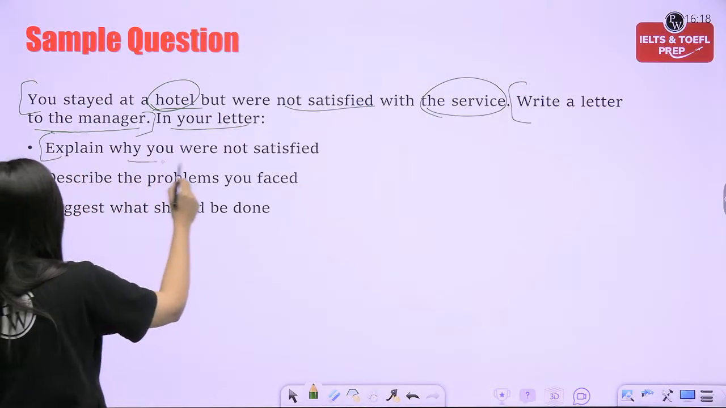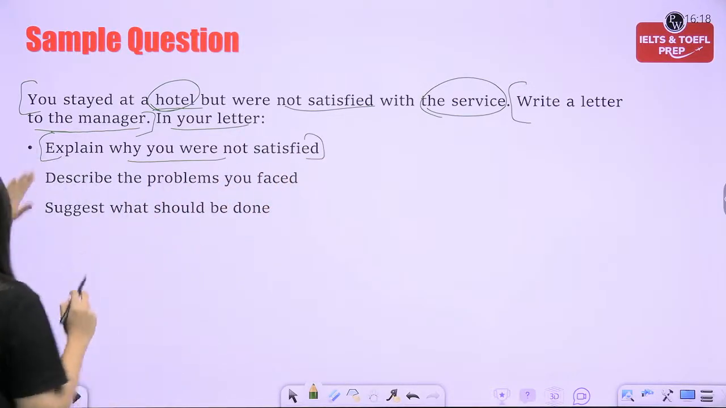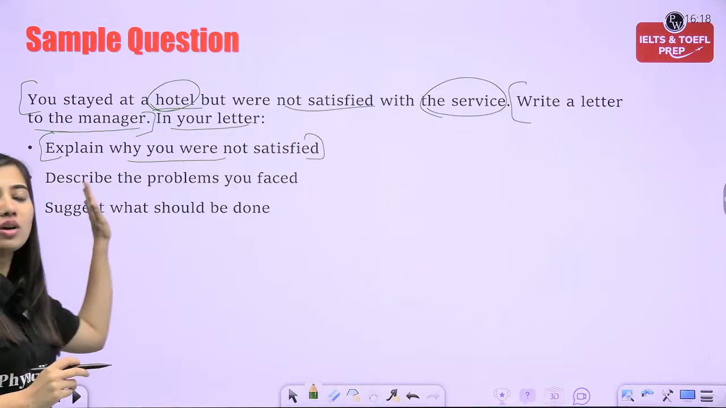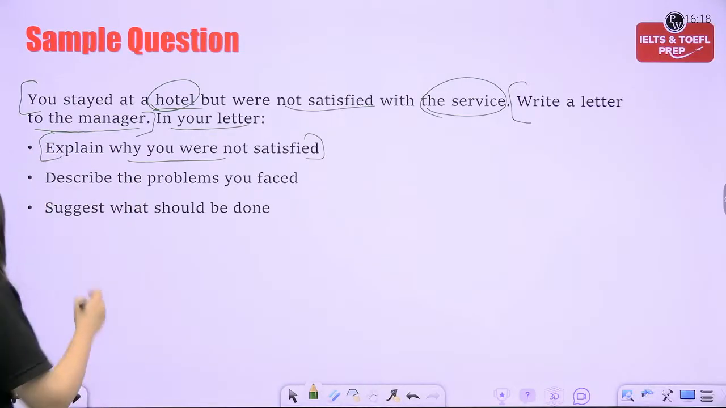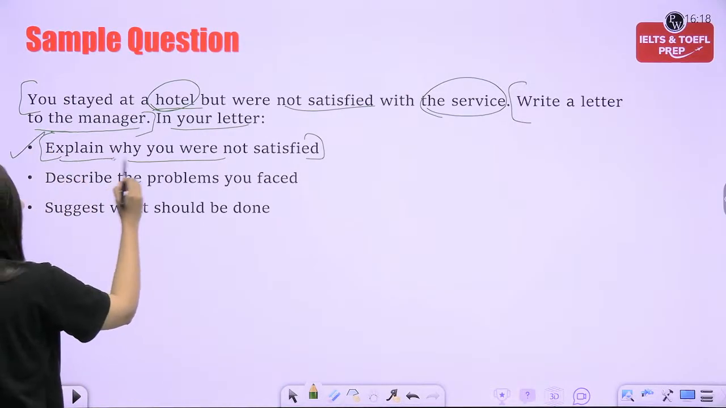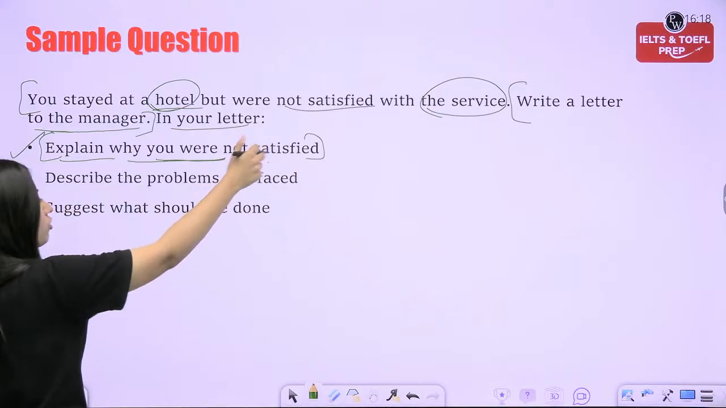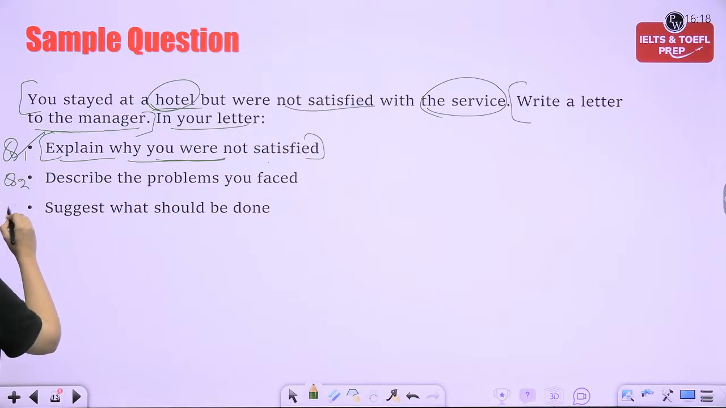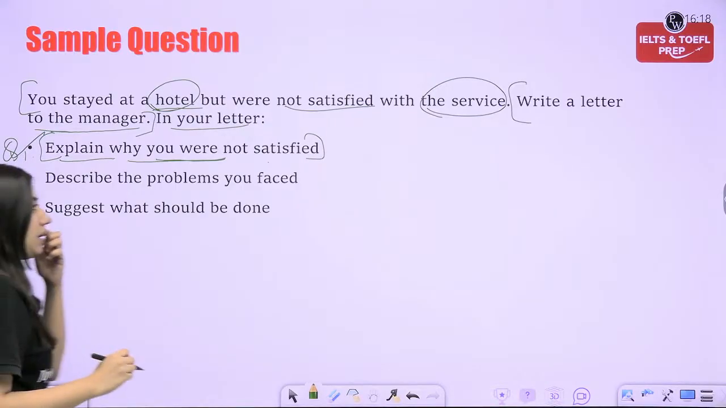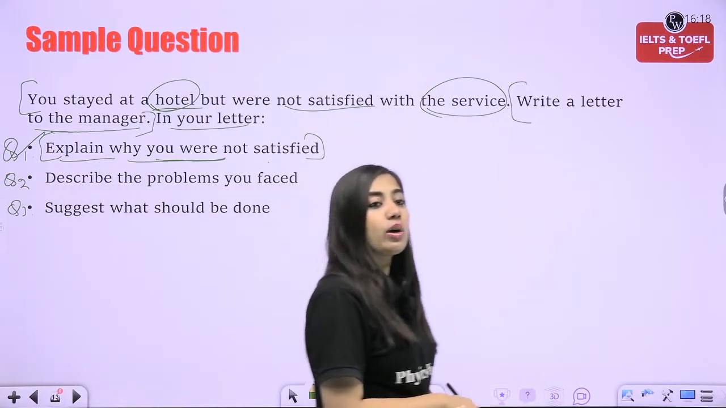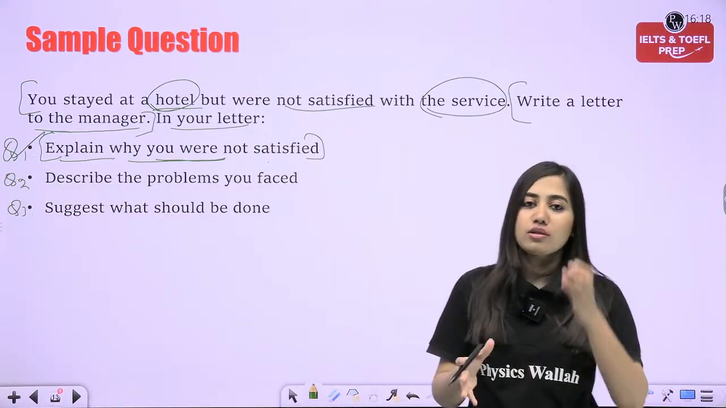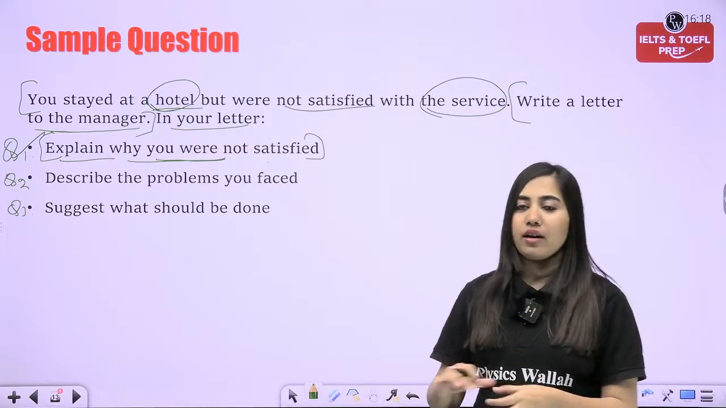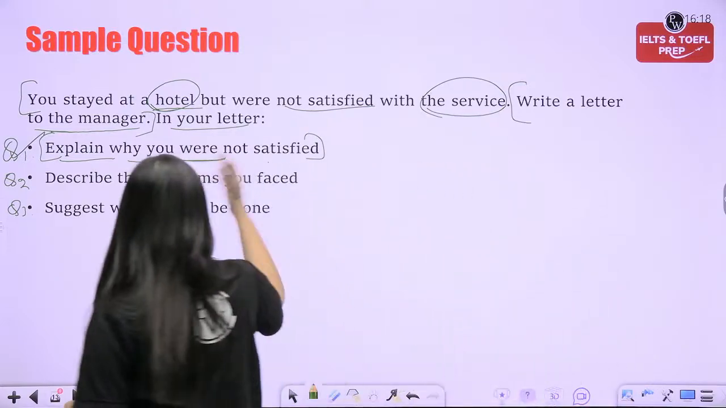Explain why you were not satisfied. These are your bullet pointers. These are the 3 bullet pointers you have. Clear? So, first one says explain why you were unsatisfied. This is your first question which you have to include in your response. This is the second one. This is the third one. I was telling you, bullet points mean the questions you are going to include in your response individually in the body paragraphs.